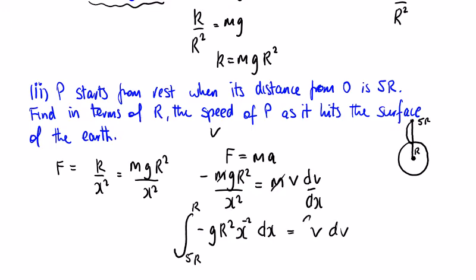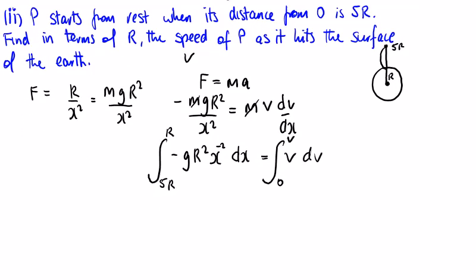So I can integrate that side. And with v, as always, between v and 0 to give me my velocity. So if I just bring the v over to the left, I'll have v. I'm going to integrate it, so it's going to be v squared over 2 and then minus 0. That's going to be equal to, well, let me leave it in integral form for a second. I can bring the minus gr squared outside, and I can integrate x to the minus 2 between r and 5r.